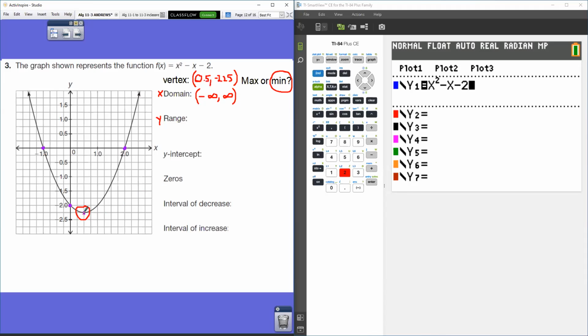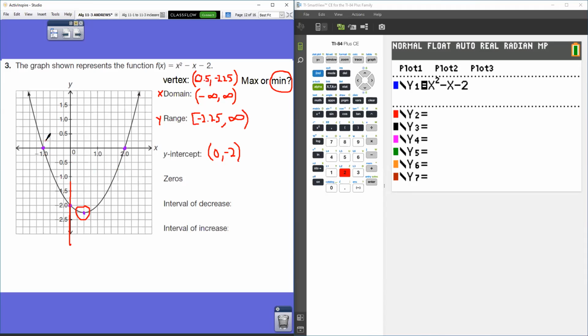The range of the graph starts at the bottom, at negative 2.25. So it goes from negative 2.25 all the way up and keeps on going, up to infinity. Squarey parentheses at the negative 2.25. The y-intercept is where the line crosses the y-axis. It crosses right here at the coordinate (0, -2) inside roundy parentheses.